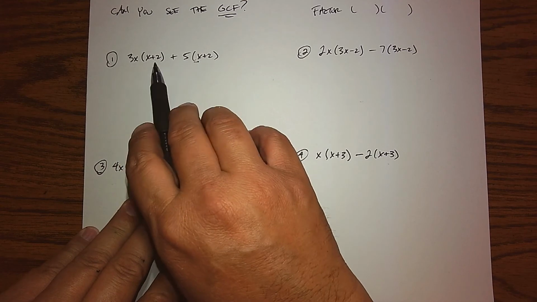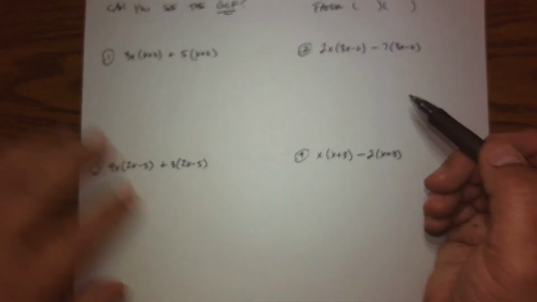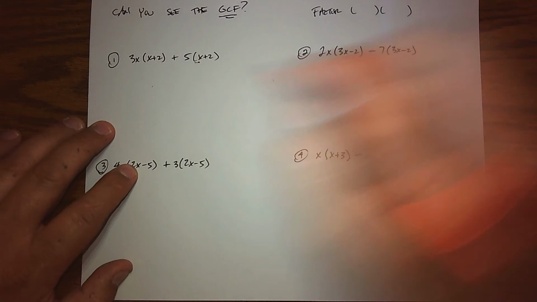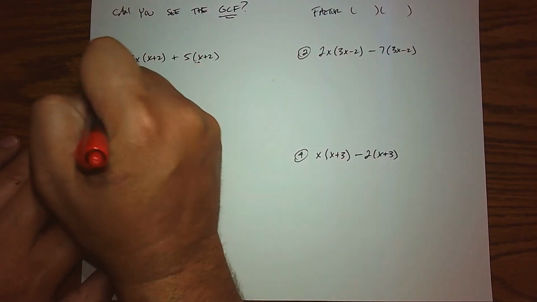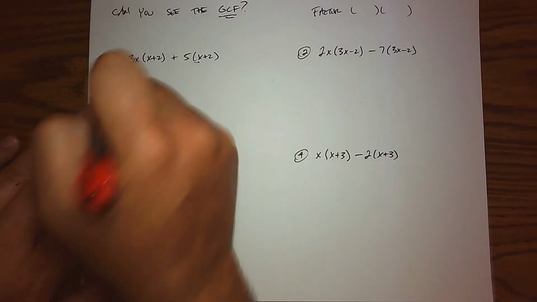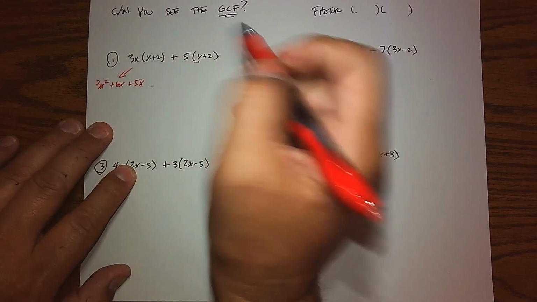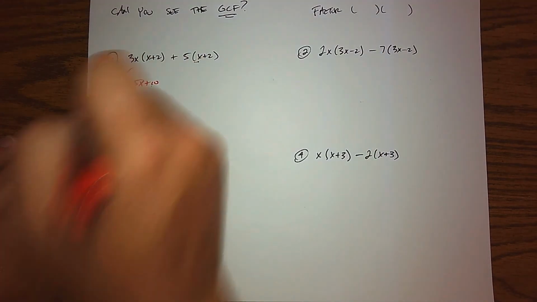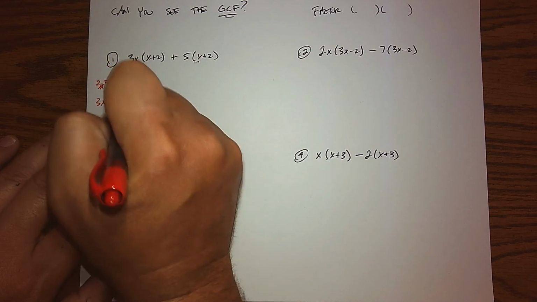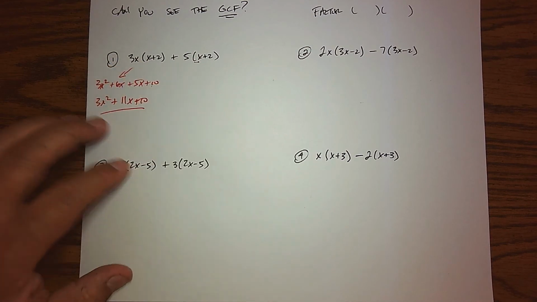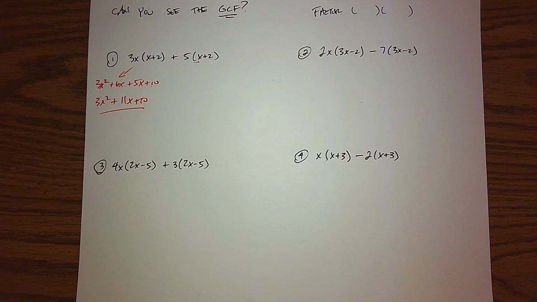They'll distribute here, they'll distribute here. As a matter of fact, let me go ahead and do that. Let me put it in red. All right, so if you do the distribution, you would get 3x squared plus 6x plus 5x plus 10. And then you combine like terms. So students that are so comfortable with distribution, that's what they want to do with that.